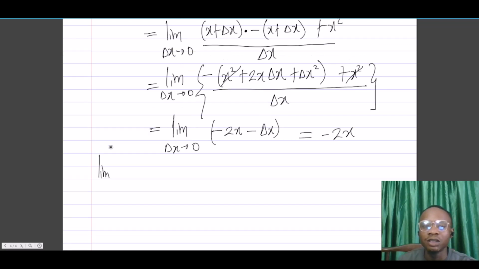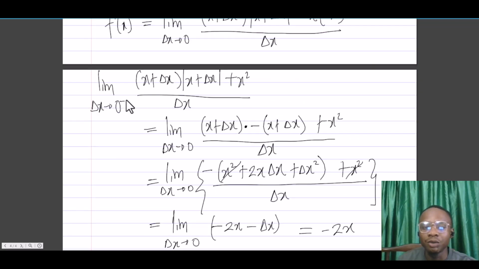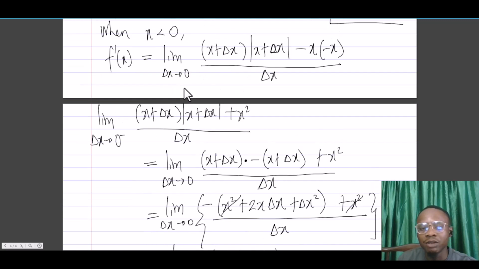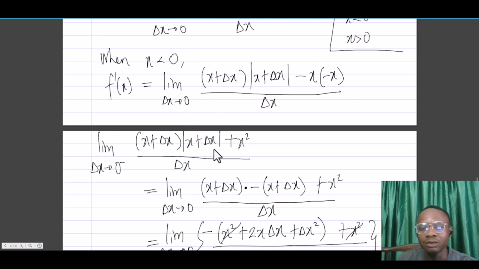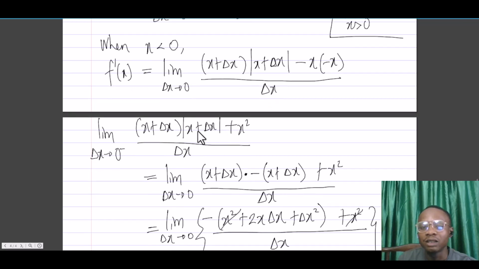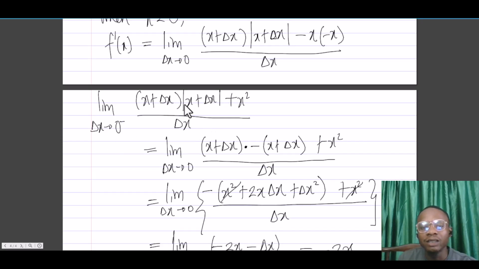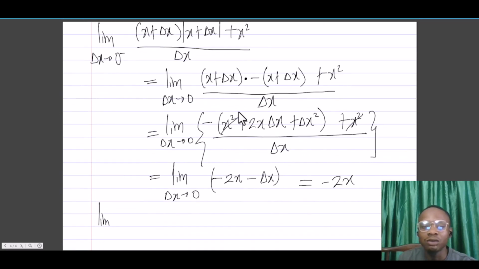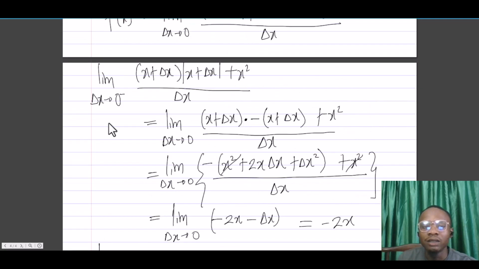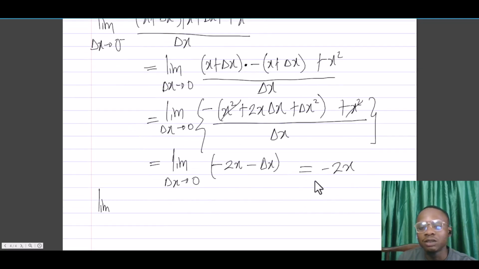The limit of this expression, if delta x is approaching 0 from below, would not change anything here, because we are considering a case where x is less than 0. Since delta x is as close as possible to 0, the modulus of whatever we have here will still be negative x. We can also say that this expression will give us the same thing as what we have here, since delta x is approaching 0 and will eventually be cancelled out. So the limit when delta x is approaching 0 from above is basically just equal to this.